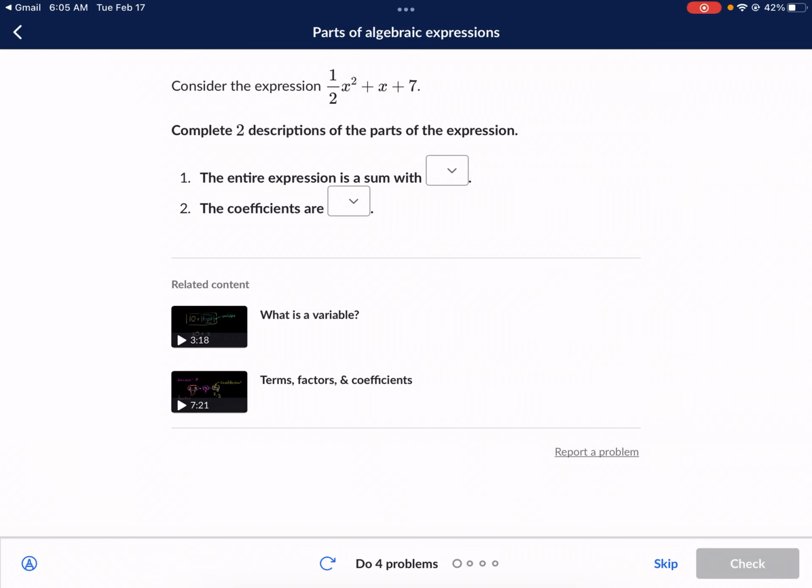Today we're doing a Khan Academy tutorial on parts of algebraic expressions. Let's go ahead and get started. So it says consider this expression, and we have 1/2 x squared plus x plus 7. Complete two descriptions of the parts of the expression.